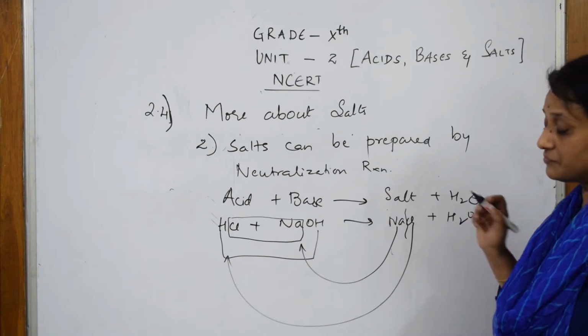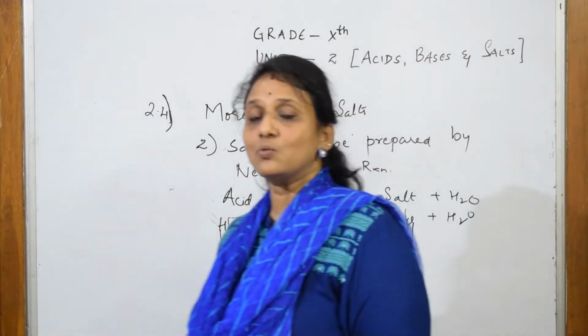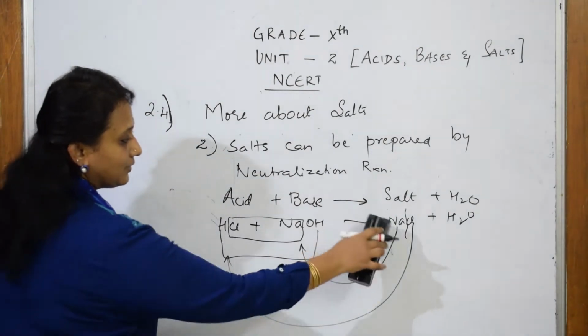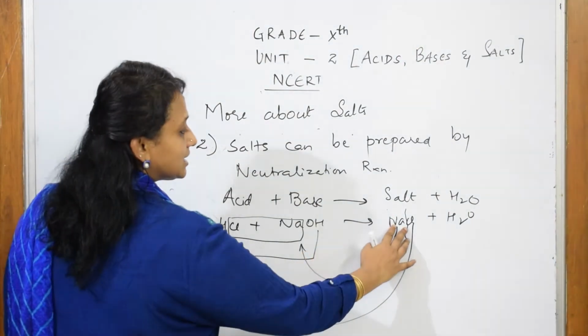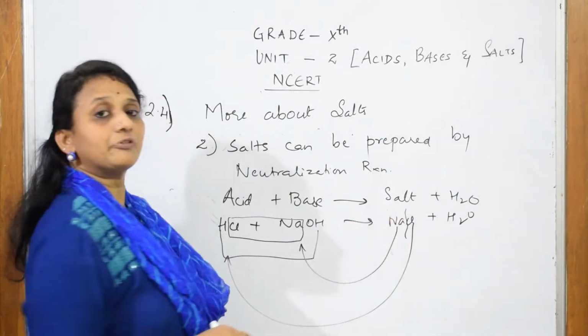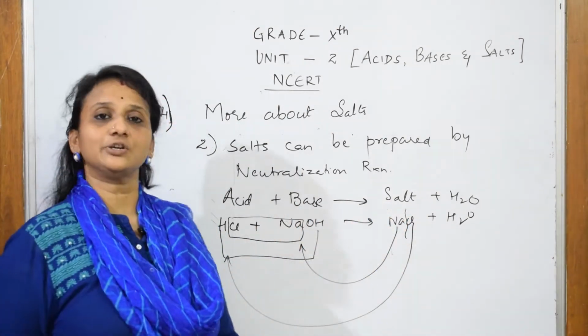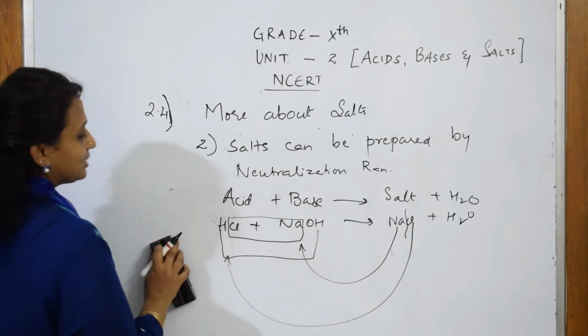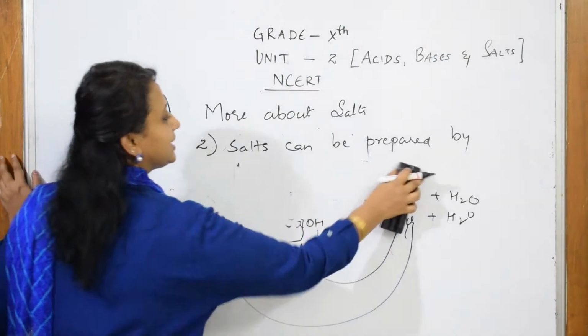Now suppose they ask you, what are the parent compounds of sodium chloride? What should you write? Simple. From where has it come? NaCl is made from the parent acid HCl and the parent base sodium hydroxide, you need to say. It's a little confusing. Let us see some more examples. Okay, let me erase this and see.